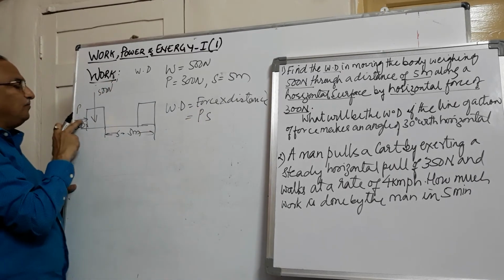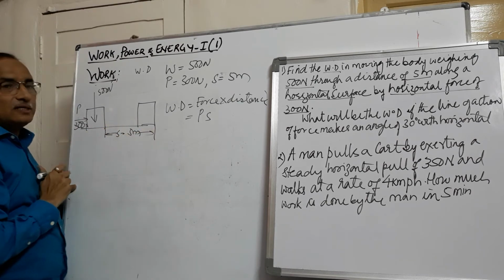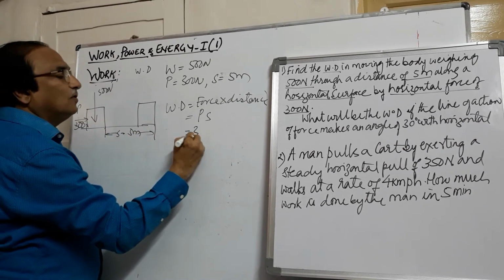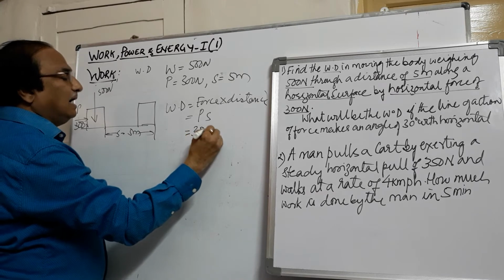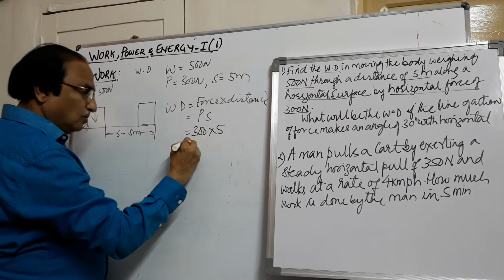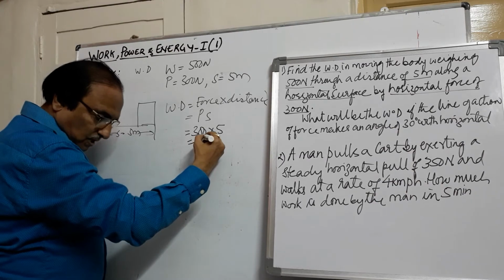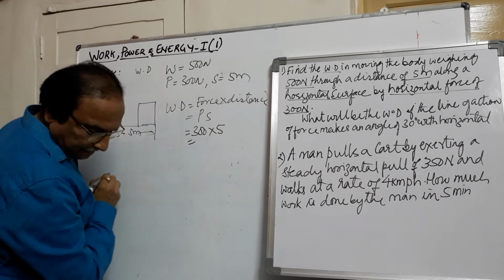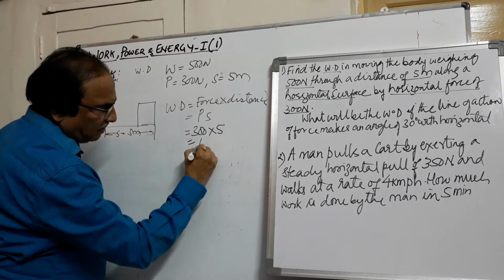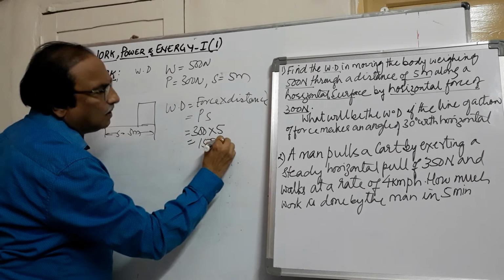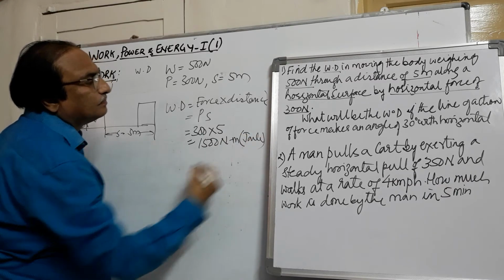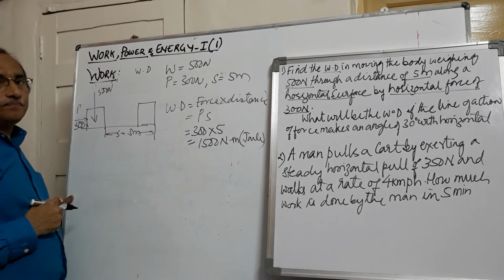Now the force is horizontal and the displacement is also horizontal, so we get directly work done is equal to force, which is 300, and the displacement, which is 5. So this will be equal to 1500 Newton meter, or we also call it joule. This is the first case.